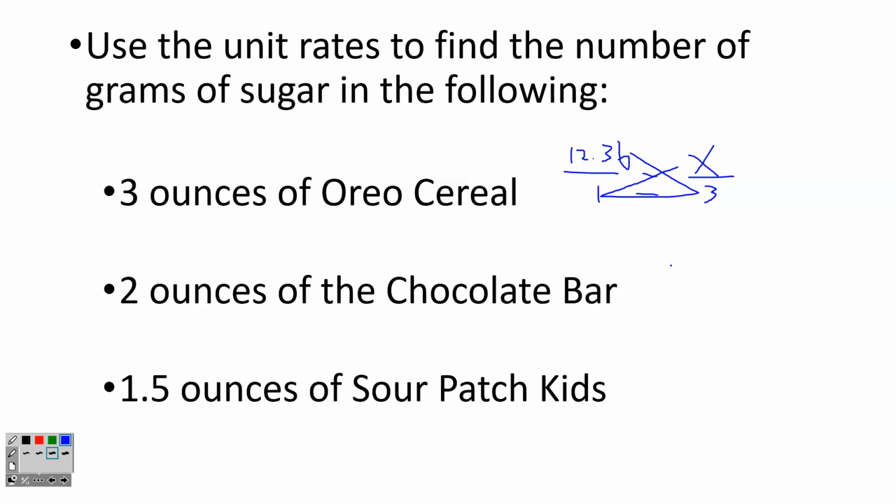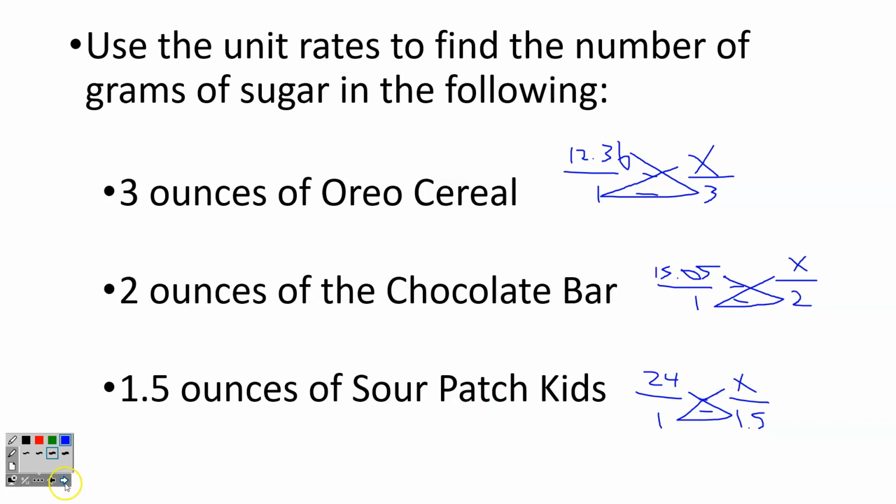For the chocolate bar, we got 15.05. Oh, those are really bad. For every 1 ounce. And if I wanted to know for 2 ounces, it would look like this. So this times this divided by this would give me my x. Sour Patch Kids, we decided it was 24 for every 1 ounce. If I wanted to know for 1.5, I would just set it up like this. And there you go.